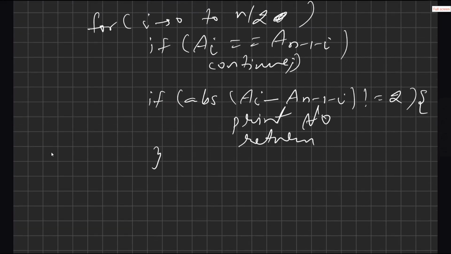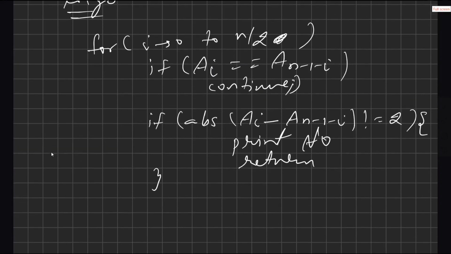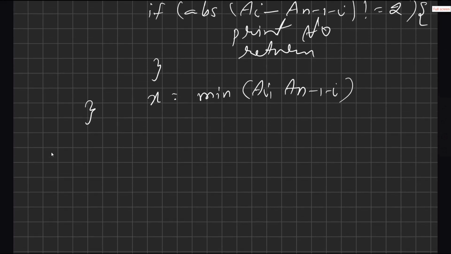The other way around, since we have got the difference as 2, so choose one x. Your x is going to be the minimum of a of I and a of n minus 1 minus I. And when you come out of the loop, you've got the x value. Now you should be checking both your x1, which is x, and your x2, which is x plus 1. For both cases, make sure you do the operation and check if it's a palindrome or not. So don't worry, I'll be telling you. Let's code it up.